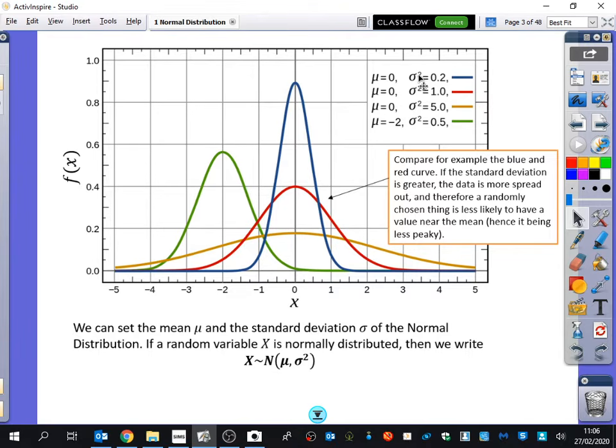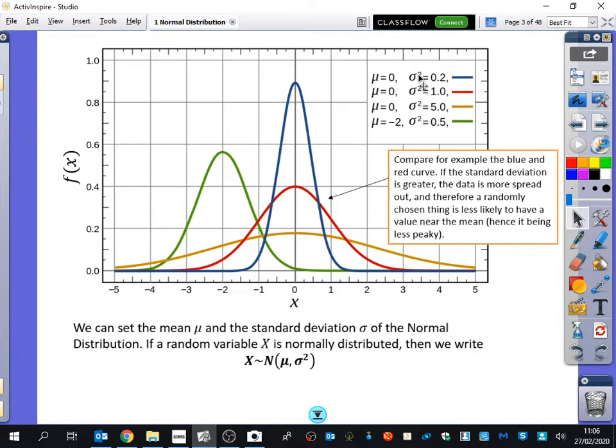We will be typing in the square root of that. We'll be typing in the standard deviation. So just have a quick look. You've got the blue one, the red one, and the orange one. What does it appear that the variance is doing to the shape of that bell-shaped curve? It's making it wider. The larger the variance, the wider the curve.